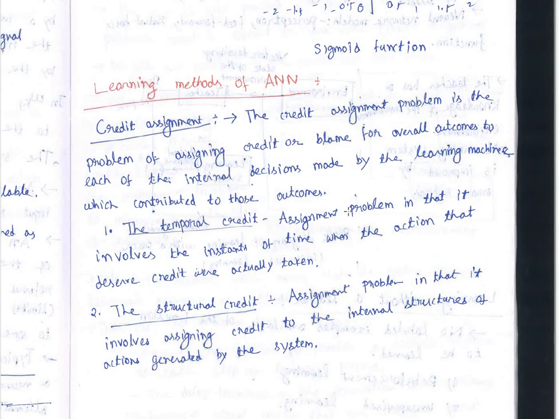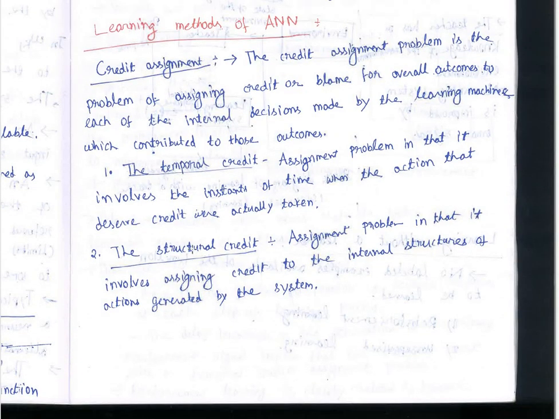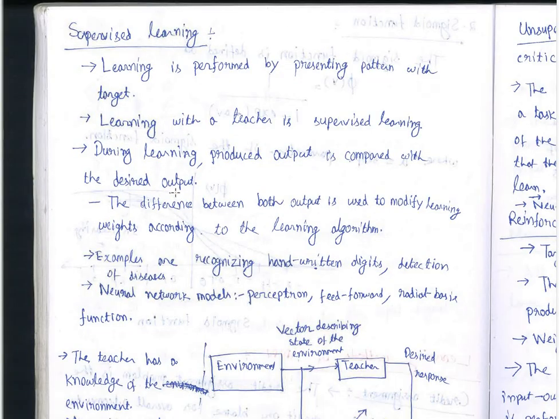Learning methods: we have credit assignment. The credit assignment problem is the problem of assigning credit or blame for the overall outcome. We have two types here, temporal credit and structural credit. The temporal credit assignment problem involves the instance of time when the actions that deserve the credit were actually taken. The structural credit is assigning credit to the internal structures of the actions generated by the system.